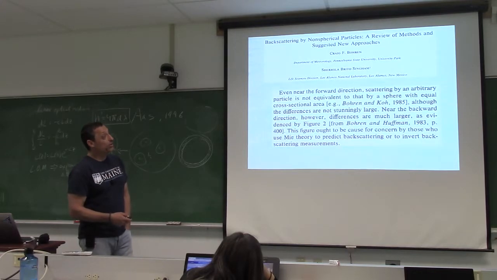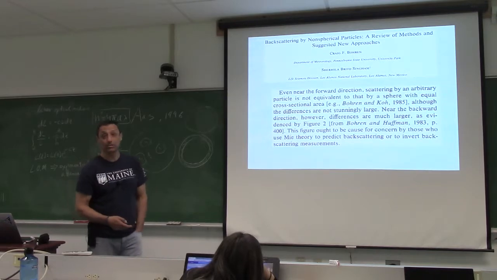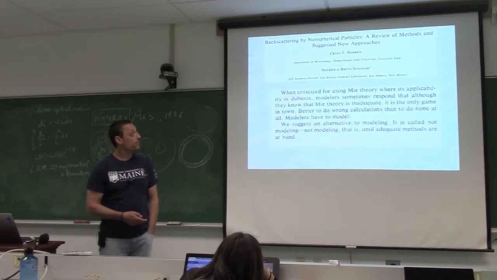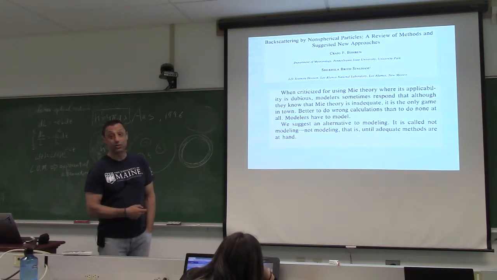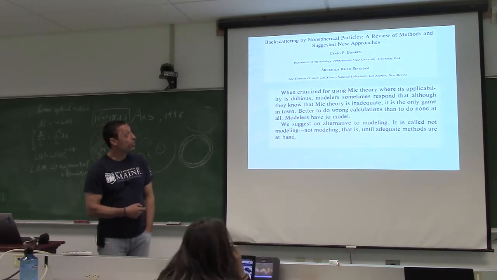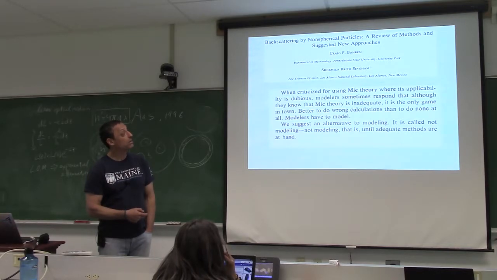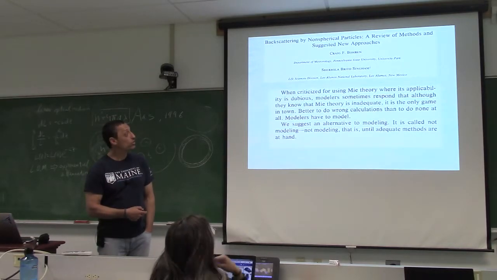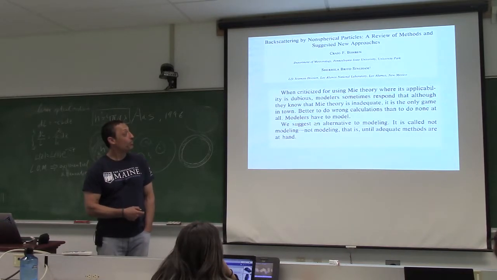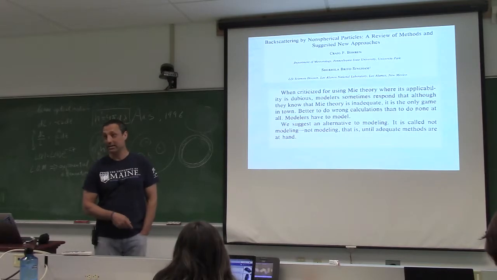This figure ought to be cause for concern for those who use Mie theory to predict backscattering or to invert backscattering measurements. However, when criticized for using Mie theory where its applicability is dubious, modelers sometimes responded, although they know that Mie theory is inadequate, it is the only game in town. Better to do a wrong calculation than to do no calculation at all. Modelers have to model. We suggest an alternative to modeling. It's called not modeling. Not modeling, that is, until adequate methods are at hand.